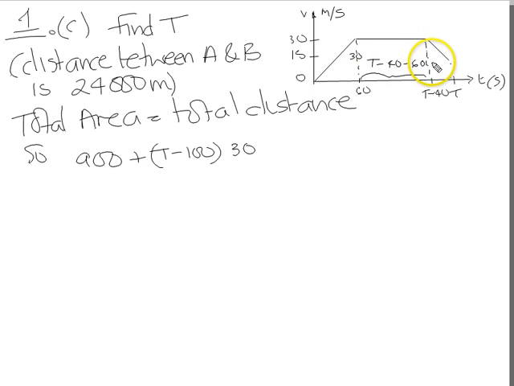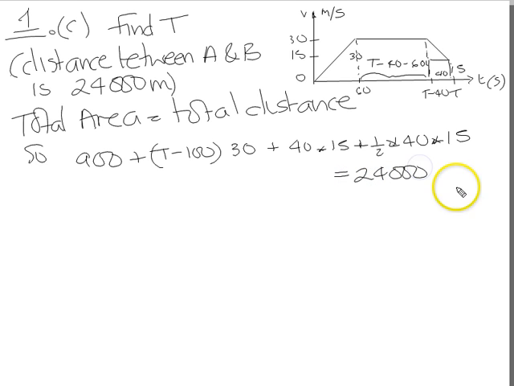And then we've got this little section here. So it's going to be a little rectangle plus a triangle, isn't it? So that distance is 40. That height is 15. So it'll be plus 40 times 15 plus half of 40, half the base, times the height, which will be 15 again, won't it? So that total distance must equal 24,000 meters.